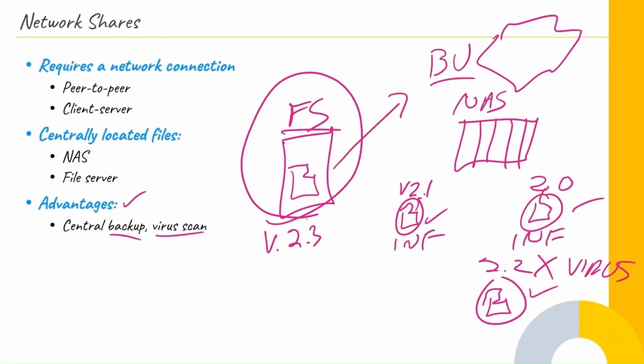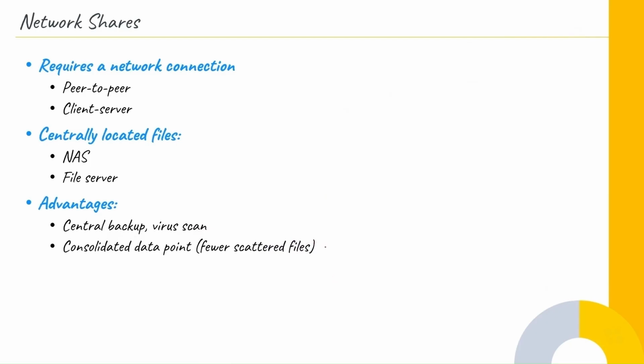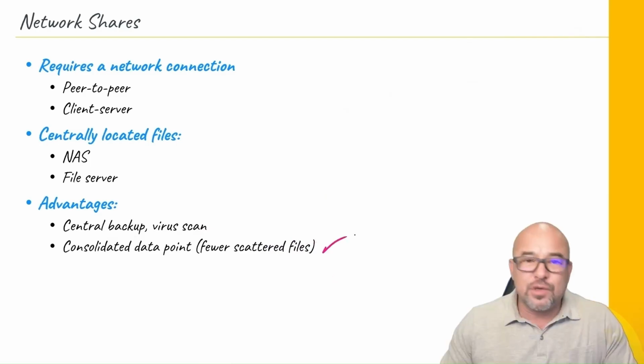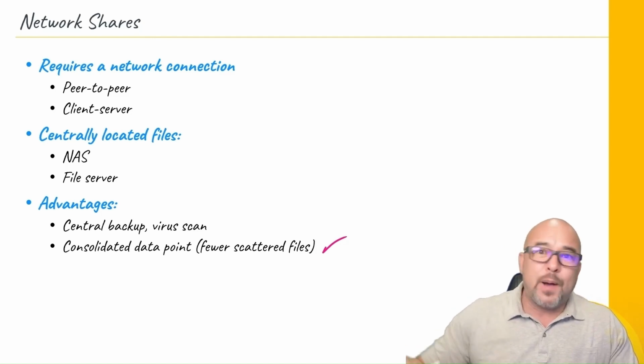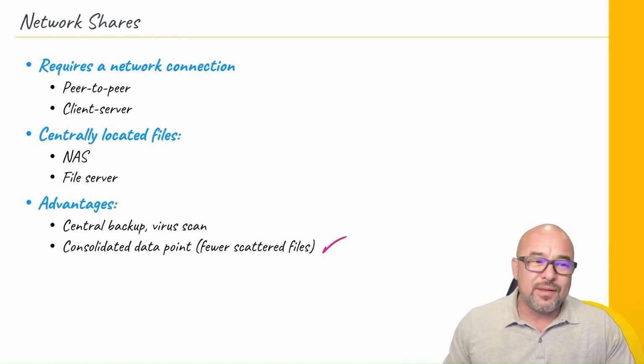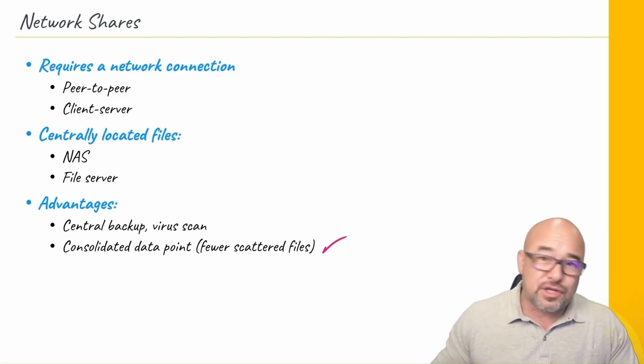Whereas if we have centralized file servers like we have over here, then I've got an antivirus product here that's up to date and is more likely to be able to squash those viruses before they get infected. Also, you have a consolidated data point. Let me get rid of my scribbles. A consolidated data point, so you have fewer scattered files, because remember, in the peer-to-peer environment, everybody's responsible for their own files, and it gets hard to track them all, and a certain user might have a file that certain other users need.